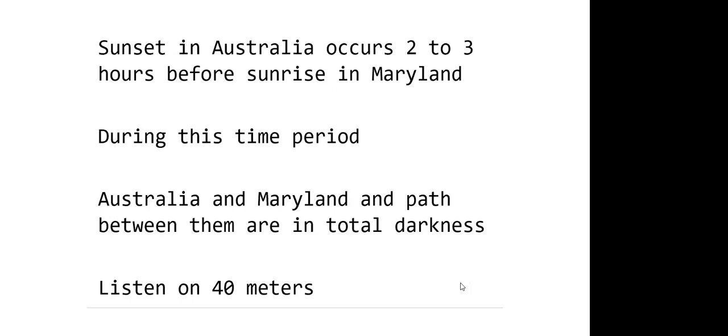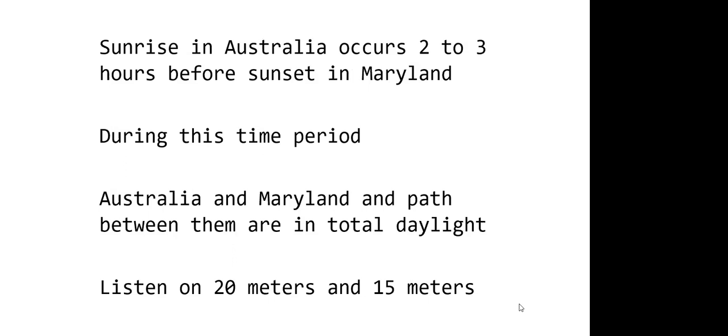Sunrise in Australia occurs 2 to 3 hours before sunset in Maryland. During this time period, Australia and Maryland and the path between them are in total daylight. 20 meters and 15 meters are daytime bands. So listen on 20 meters and 15 meters during this time. Now I know the dates, the times, and the frequencies.